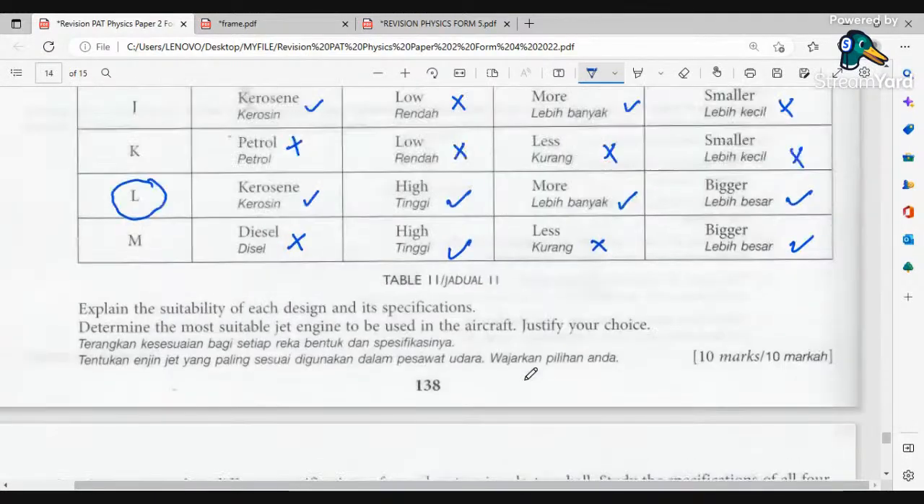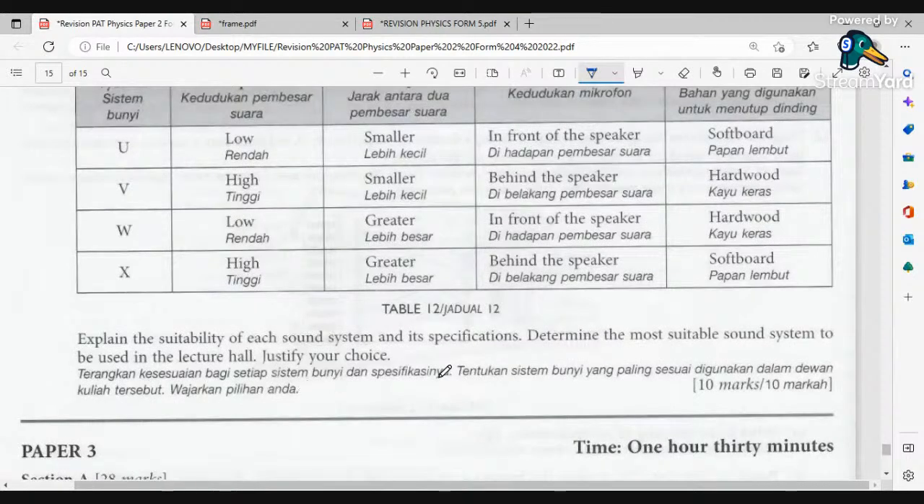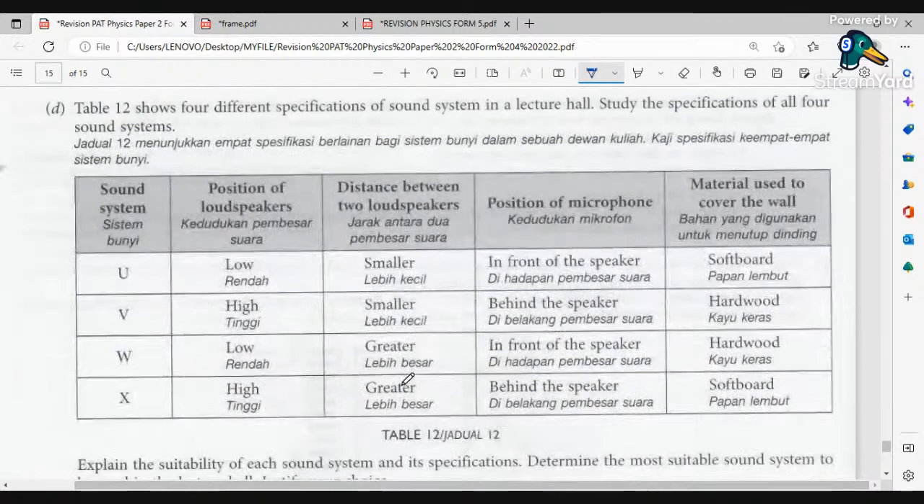So now next question, I just go to part D for the second question of section B. Table shows 4 different specifications of sound system in lecture hall. Study specification of all 4 sound systems: U, V, W, X. Explain suitability of sound system and its specification. Determine the most suitable sound system to be used in lecture hall. Justify your choice.